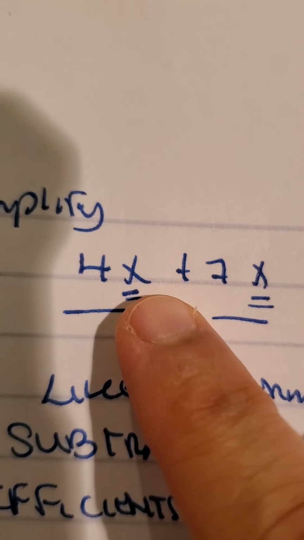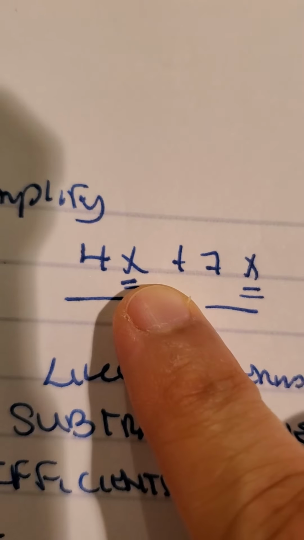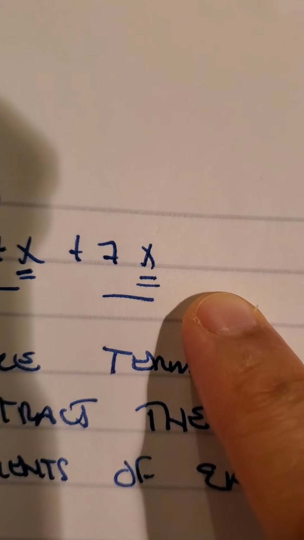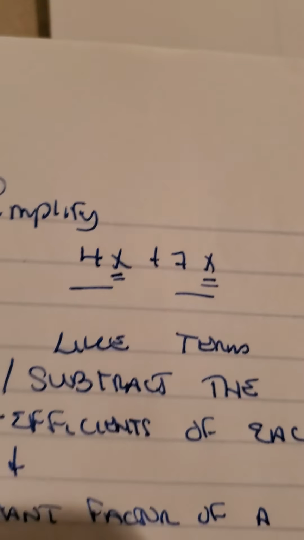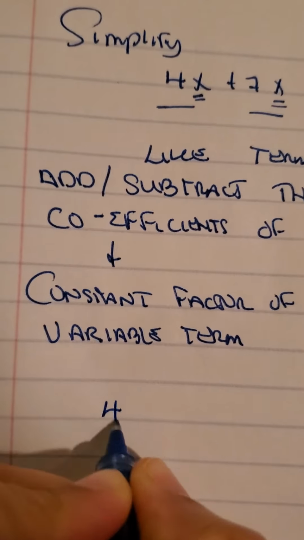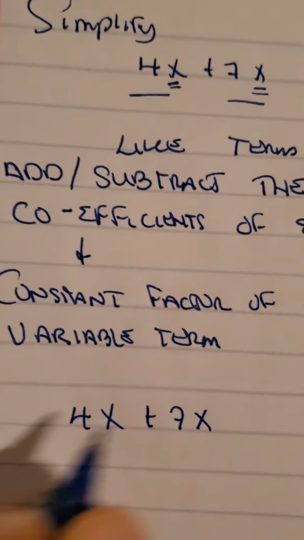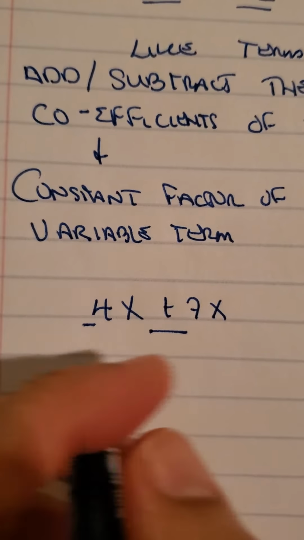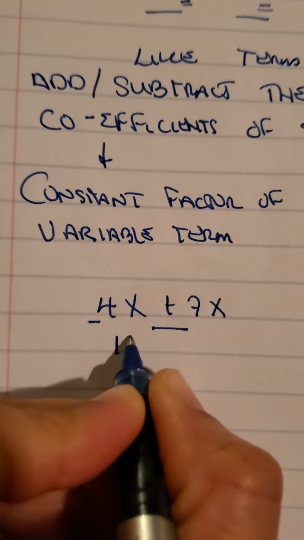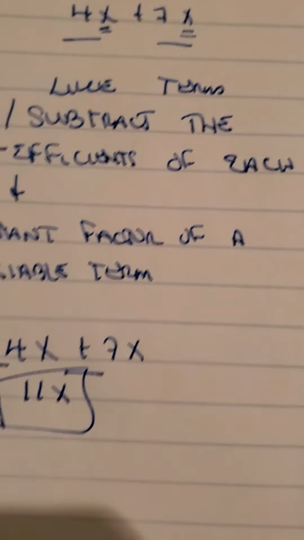So 4 is the constant factor of the variable term 4x. 7 is the constant factor of the variable term 7x. So 4 and 7 are coefficients of this expression. Whenever you're simplifying expressions, you can keep it nice and simple and just add or subtract the coefficients, and you keep the variable factor as is. That's why it must be the same. So this would be 11x.